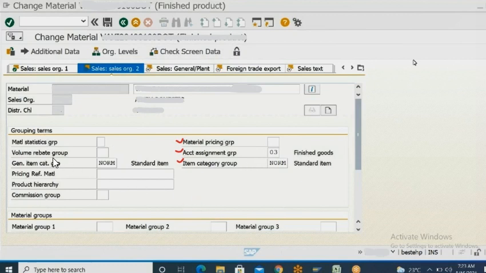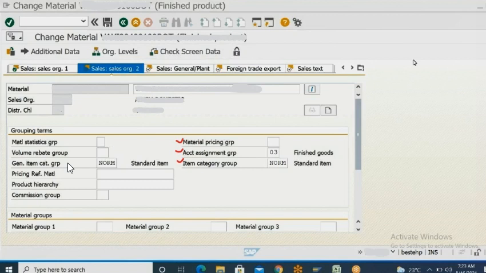Next, volume rebate group. This field will be used to group the materials for group rebate concept. We have three types of rebates, that is group rebate, material rebate, and customer rebate. Group rebate means announcing the rebate on a group of materials. Next, material rebate means announcing the rebate on a specific material.